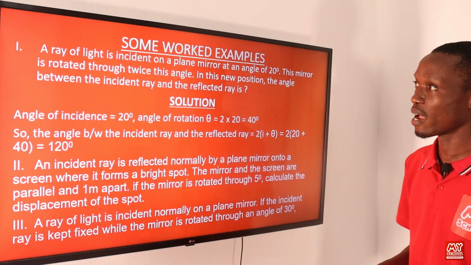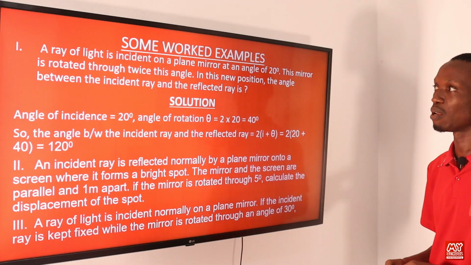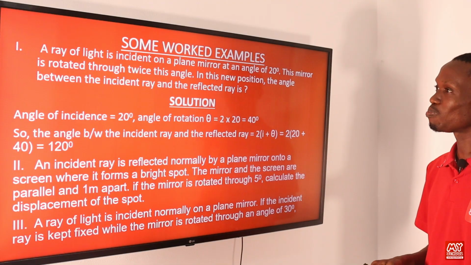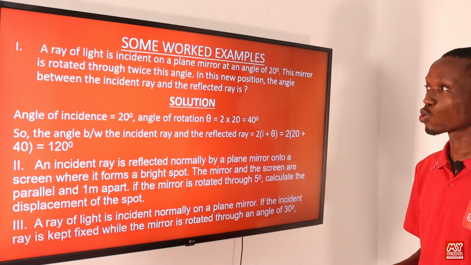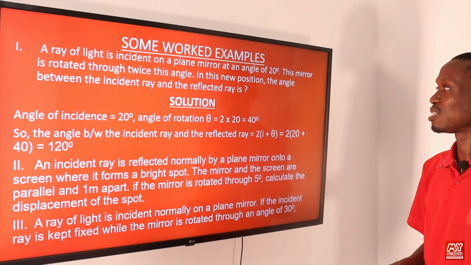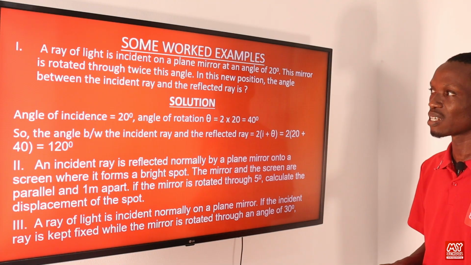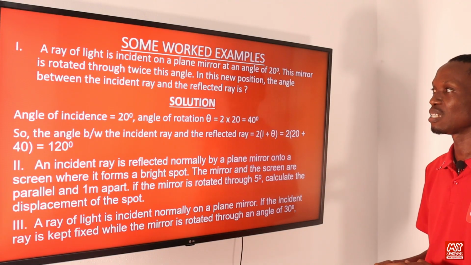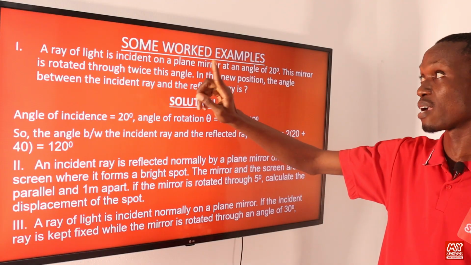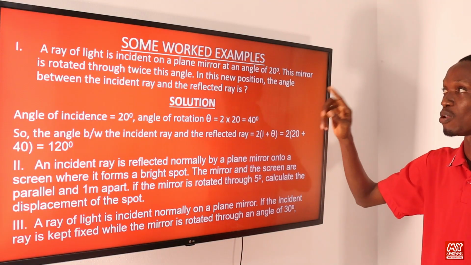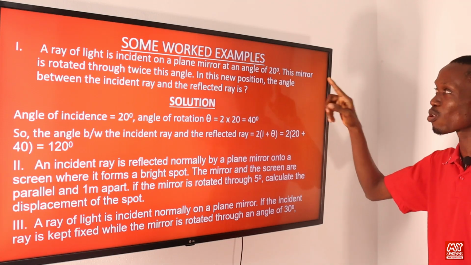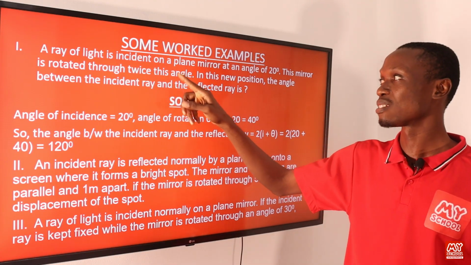A ray of light is incident on a plane mirror at an angle of 20 degrees. This mirror is rotated through twice this angle. In this new position, the angle between the incident ray and the reflected ray is... So first of all, we are told that a ray of light is incident on a plane mirror at an angle of 20 degrees. Then this mirror is rotated through twice this angle.